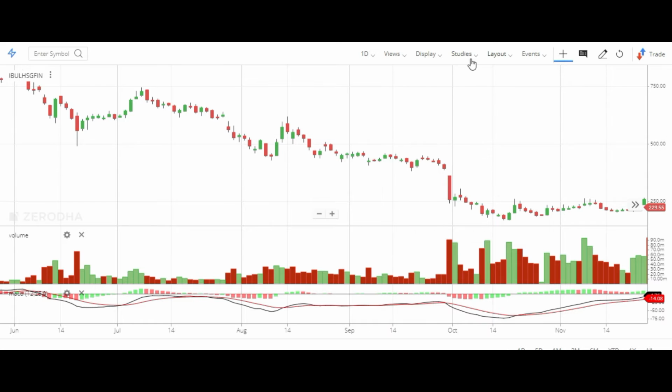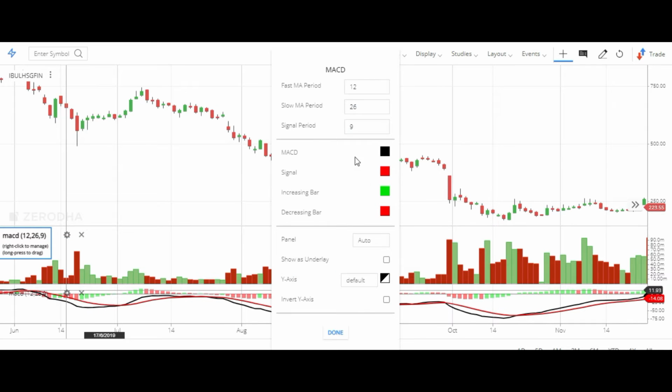and divergences. I have already applied this indicator MACD here. It is visible, and the default settings of MACD look like this: fast moving average period 12, slow moving average period 26, and signal period is 9. So what is the fast moving average? A moving average of 12 trading sessions. Okay, that is the exponential moving average. And the slow moving average period is 26 EMA, that is calculated for 26 periods, and signal period.